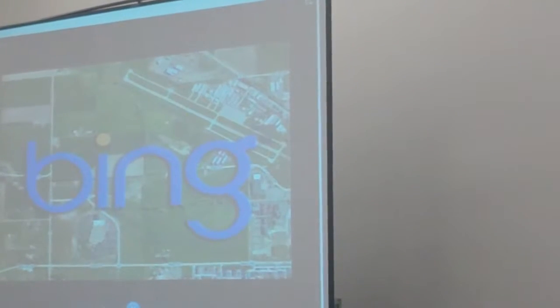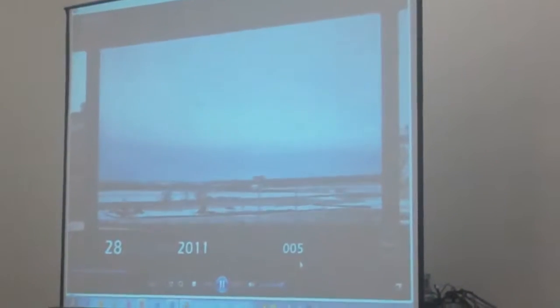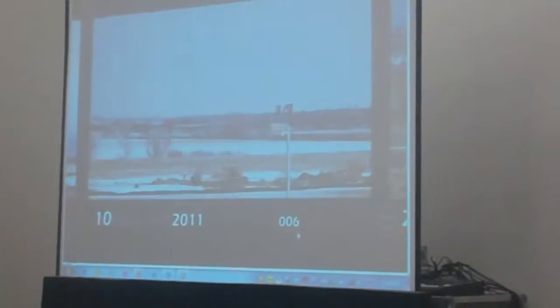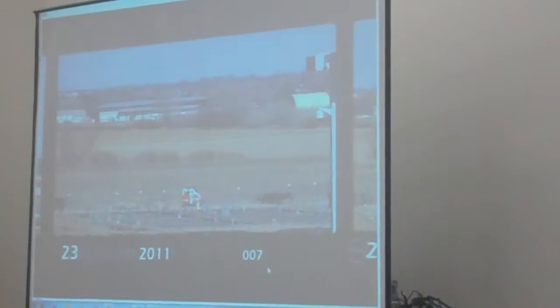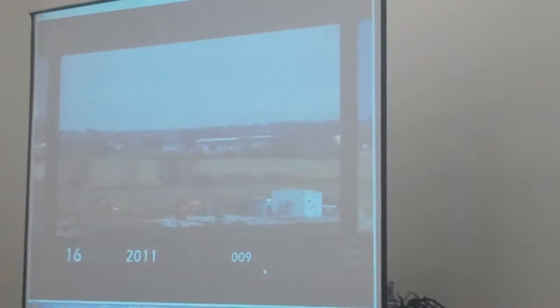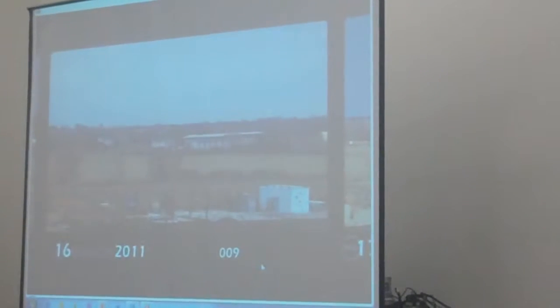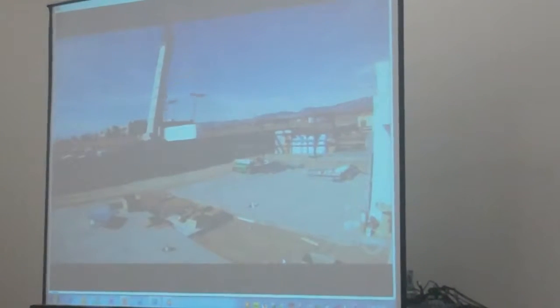So this is one of Bing Maps locations actually being created. So pay attention, please, to the dates at the bottom. January 28th, their first digging a hole. So on the 19th of January, it was dirt. This is the modular data center arriving.